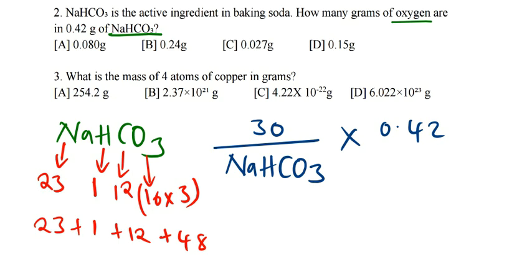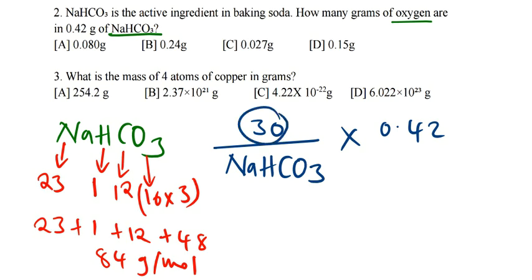Okay, so let's just do the basic calculation there. Where is my calculator? So 23 plus 1 plus 12 plus 48. So I'm getting 84 grams per mole approximately as the molar mass of the whole compound.